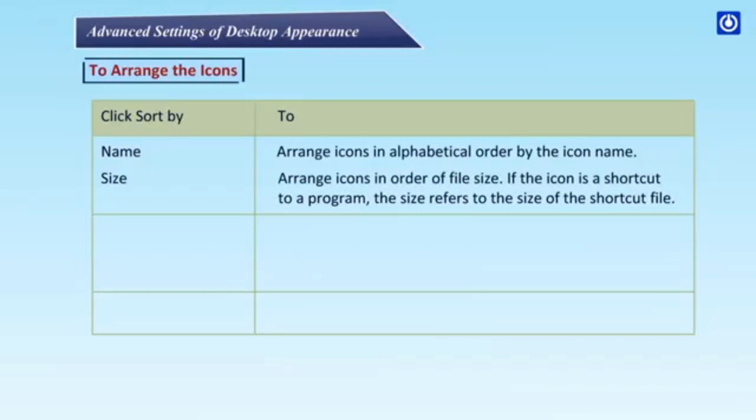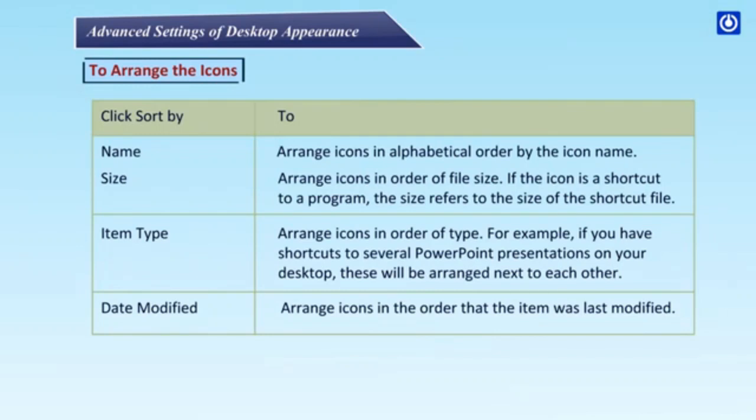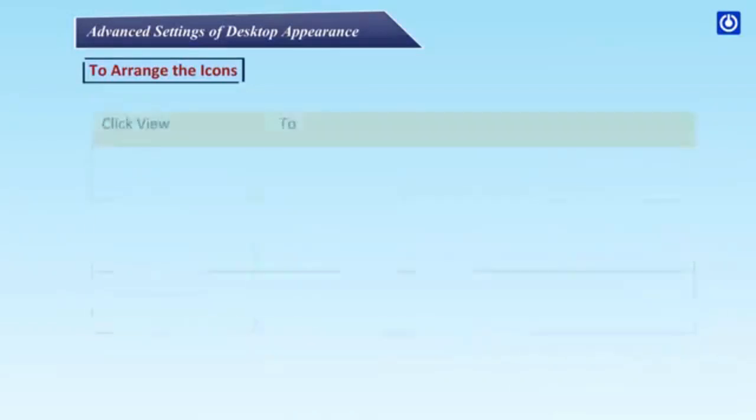If the icon is a shortcut to a program, the size refers to the size of the shortcut file. Item type. Arrange icons in order of type. For example, if you have shortcuts to several PowerPoint presentations on your desktop, this will be arranged next to each other. Date modified. Arrange icons in the order that the item was last modified.